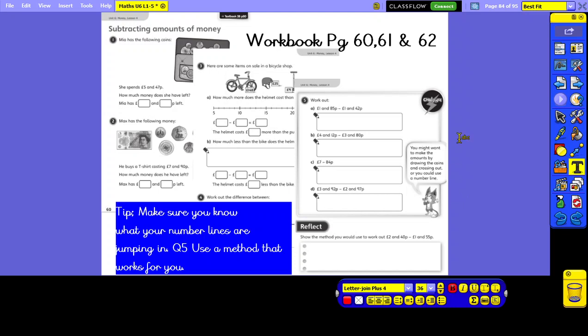If you need more paper and you can't use the space, then obviously use a bit of paper. Remember to send that through to your class teacher because all your working out, even if you get your answer wrong, if you show us your working out, we can sometimes work out where you've got it wrong.